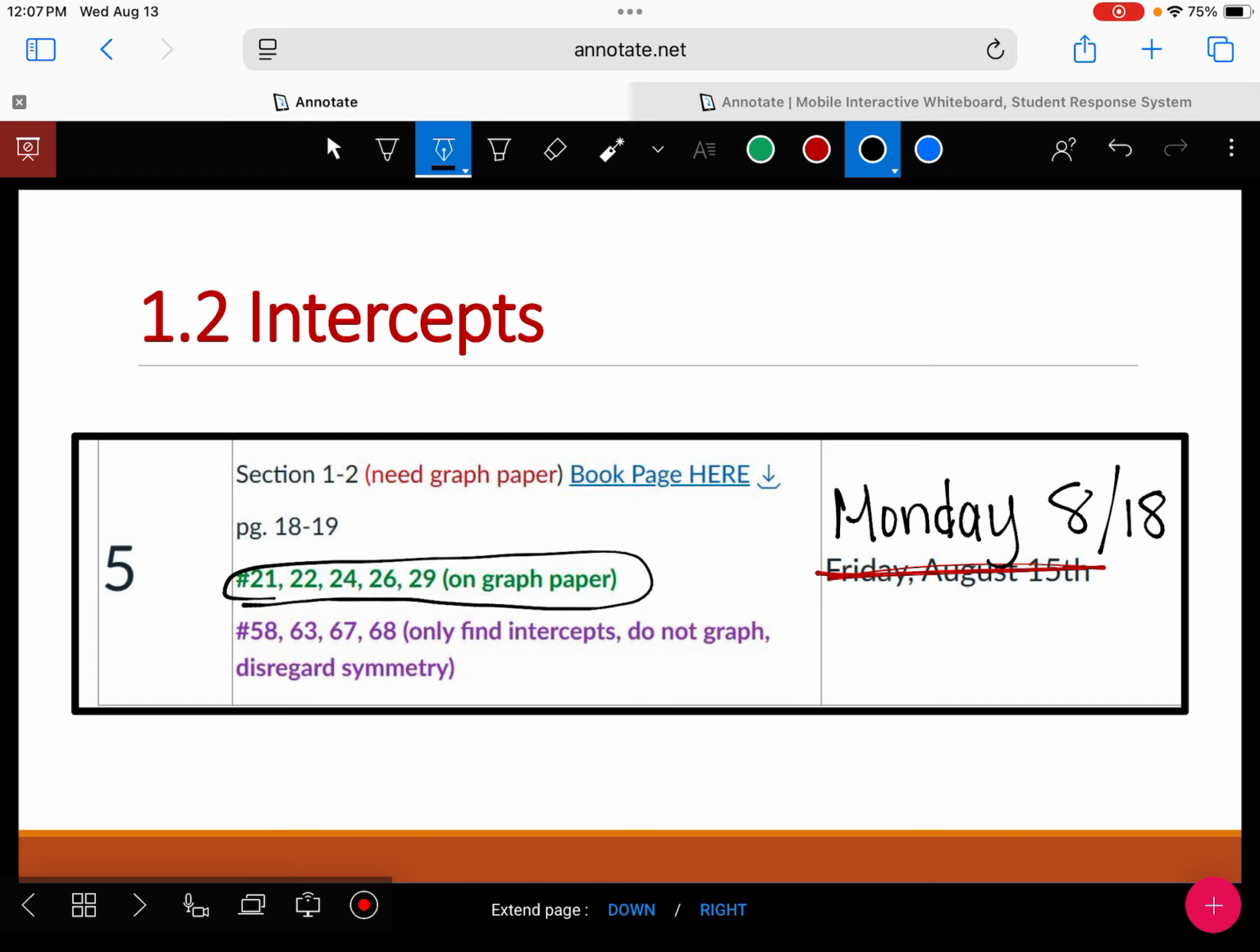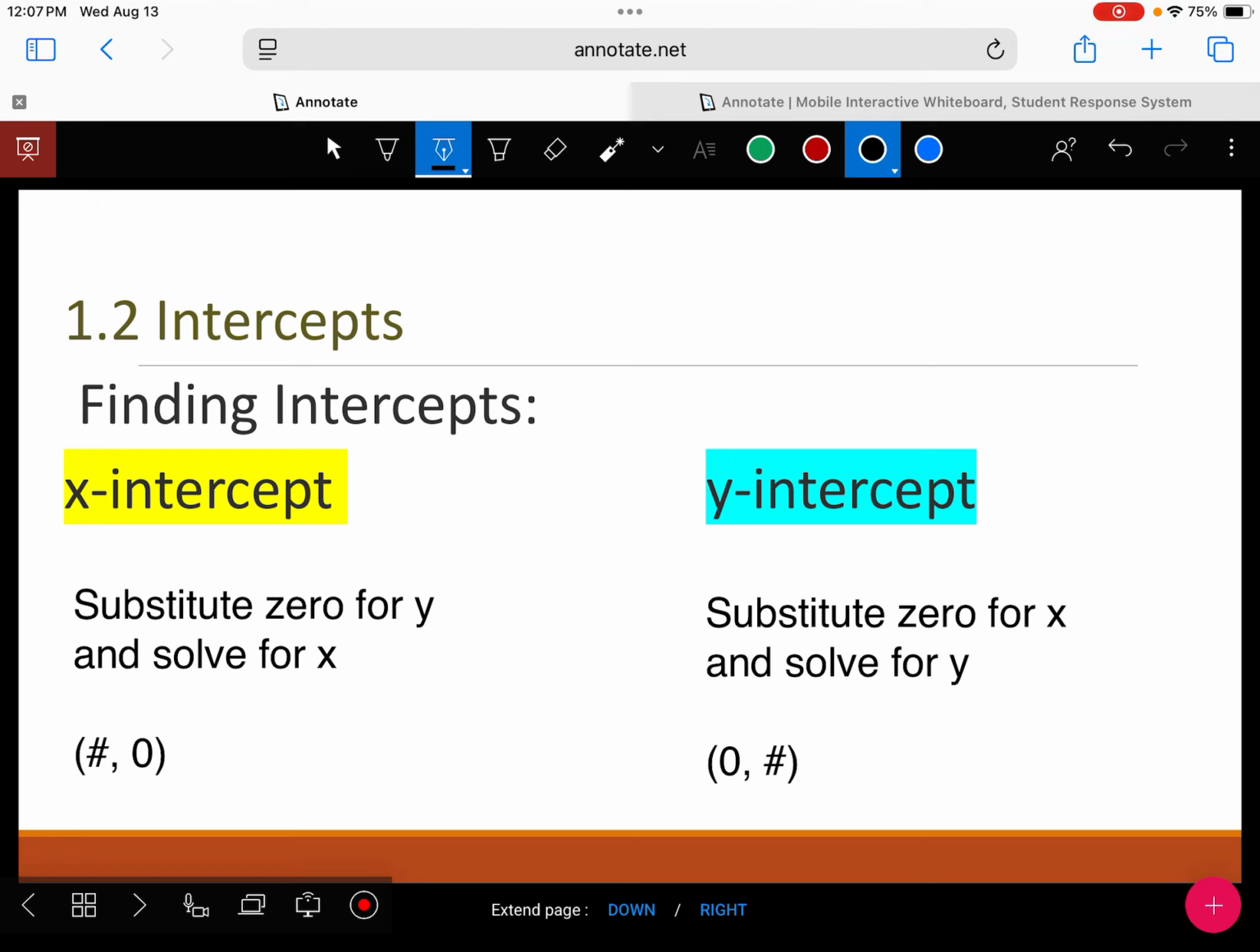All right, so let's get started. If you need to copy this down, go ahead, because the entire chapter is finding intercepts. So this is how you find an x-intercept if you don't remember. And this is how you find a y-intercept. I'll give you a moment to copy that down just in case you don't remember how to do that.